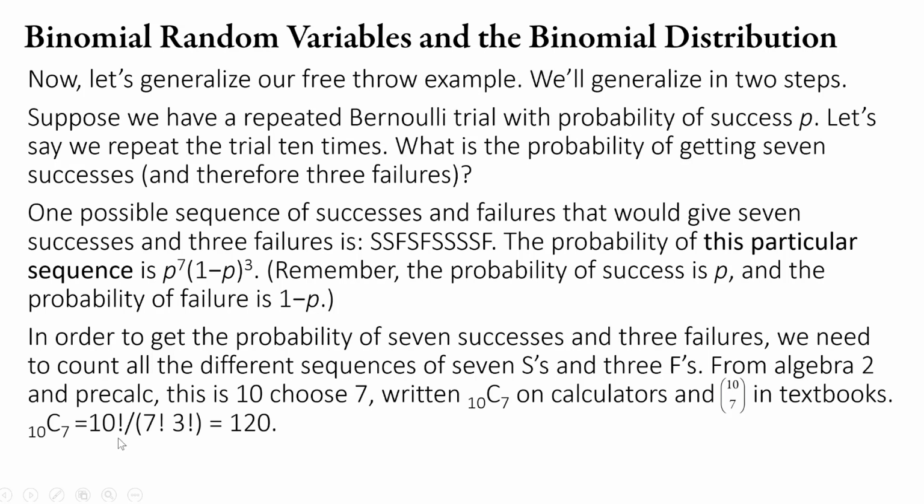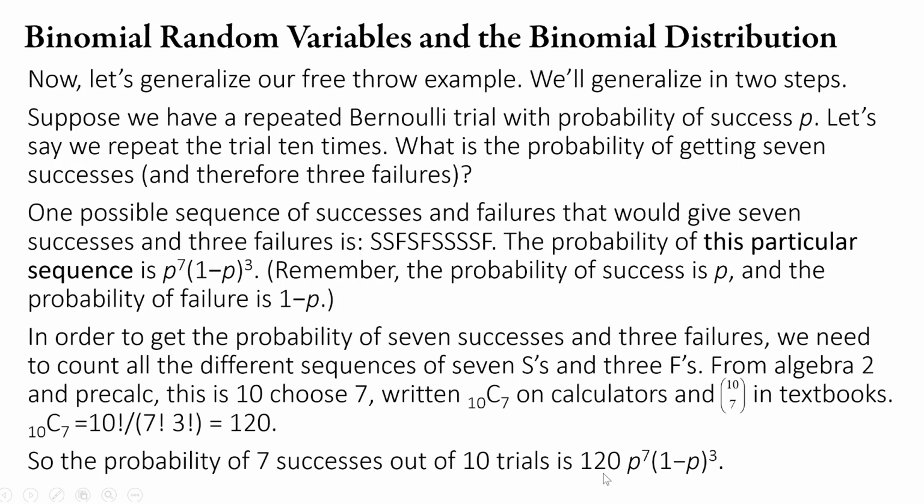10 choose 7 is computed by doing 10 factorial divided by 7 factorial times 3 factorial. This works out to be 120. So that means there's 120 different orders I could have of successes and failures. Each of them has this probability of occurring, because there'll be 7 successes and 3 failures. So we have p to the 7th, 1 minus p to the 3rd. So that means the probability of getting 7 successes and 3 failures is 120 times this probability. So I want to put you to rest. If you're freaking out about, oh, I have to derive this formula, work with this formula a lot, you won't have to. You'll see why shortly.